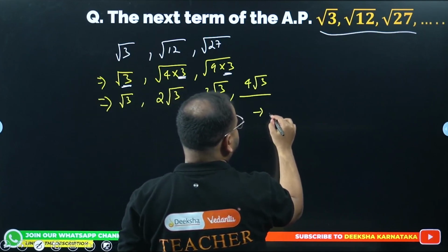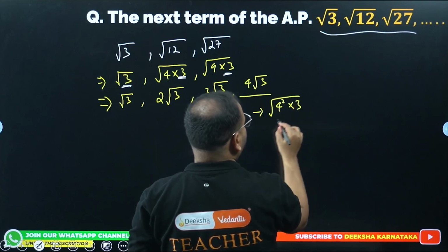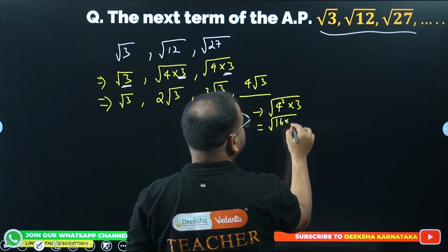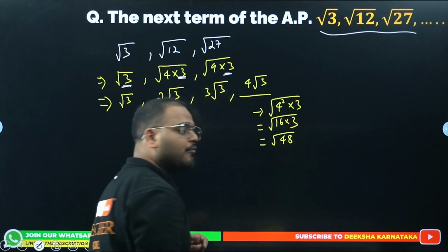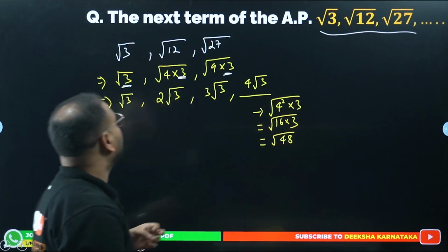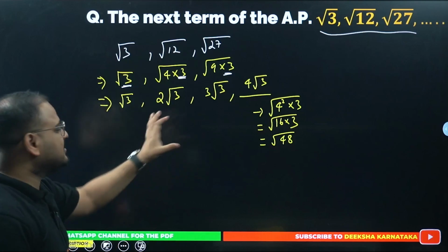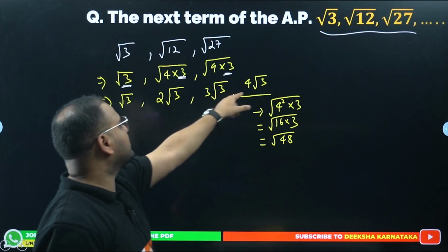If I have to write in that format, take 4 back inside. This will become 4 square into 3. What is 4 square? 16, no? 16 into 3 is root 48. Root 48 is my next term. The fourth term of this given AP is root 48. This is one way, just without using anything, we just got the logic: 1 root 3, 2 root 3, 3 root 3, 4 root 3.